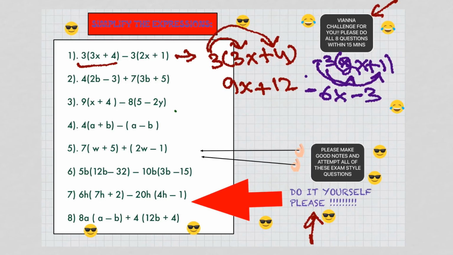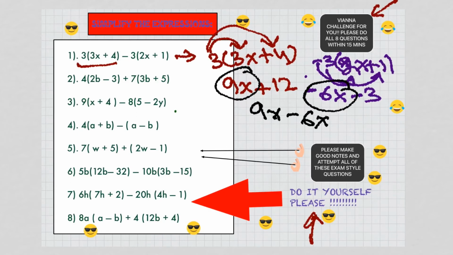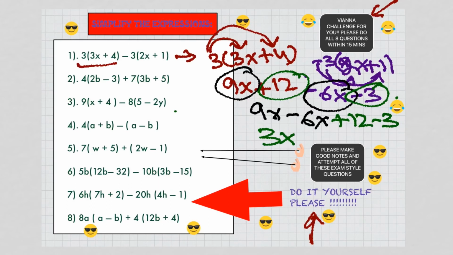What are the like terms in this one? 9x and -6x. So 9x minus 6x, and then plus 12 minus 3. So 9x minus 6x gives you 3x, plus 12 minus 3 gives you 9. So that would be your answer. So please make good notes and attempt all exam style questions, and try to do all the remaining questions yourself, please.